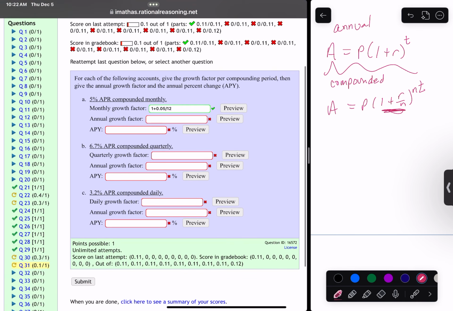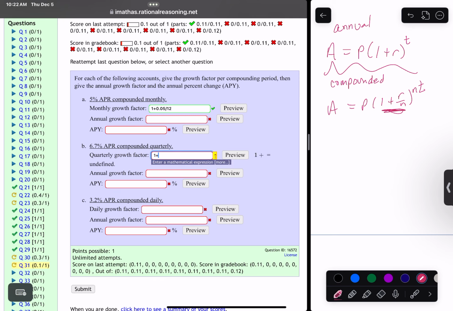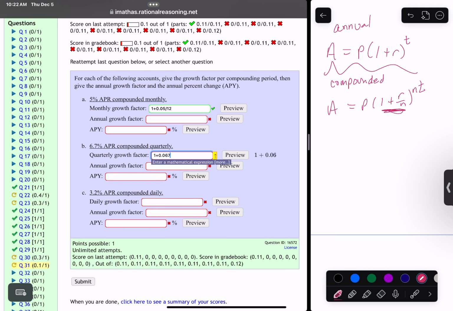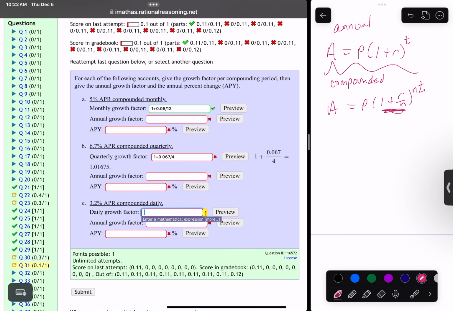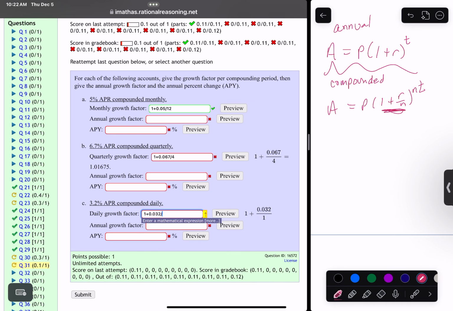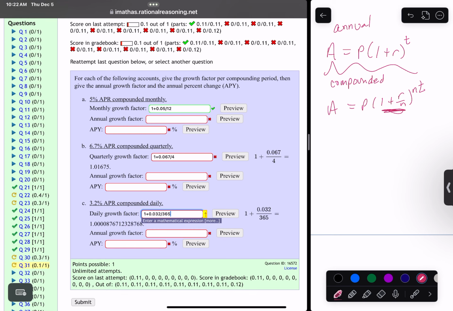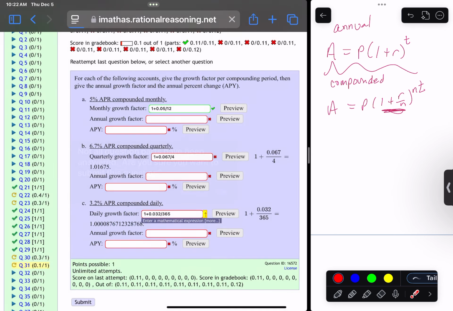I love all the red X's. Okay. So this is the quarterly growth factor. That would be 1 plus 0.067 divided by 4. Quarterly is 4. And this one, a daily growth factor. There are 365 days in a year, so that's 1 plus 0.032 divided by 365. So I think what they're doing there is, for that part of the question, they're just setting up this portion of your formula for you. Okay, so let me just check all those.